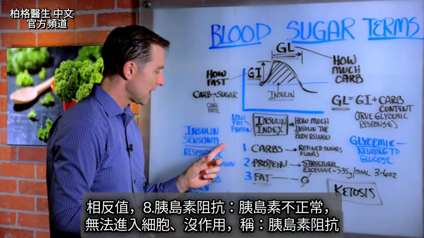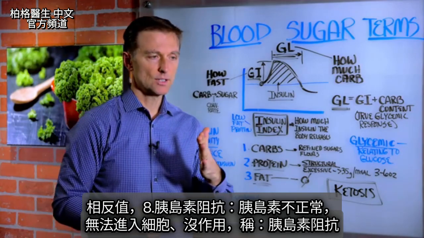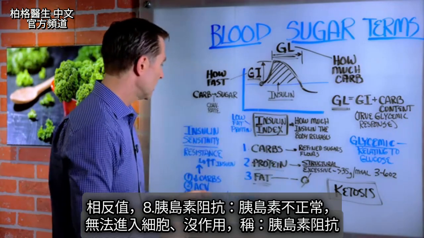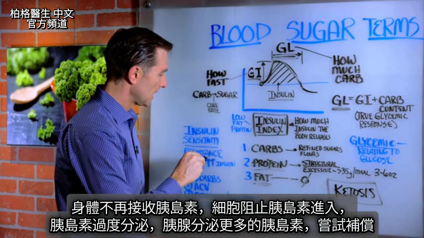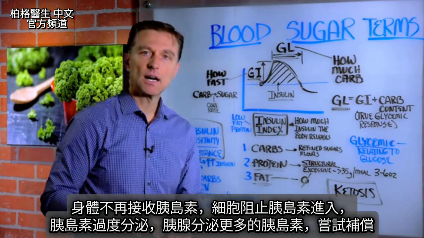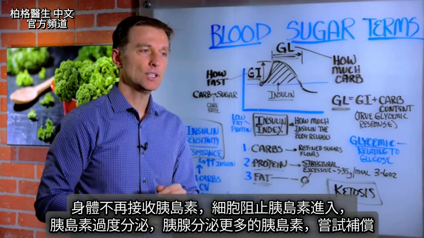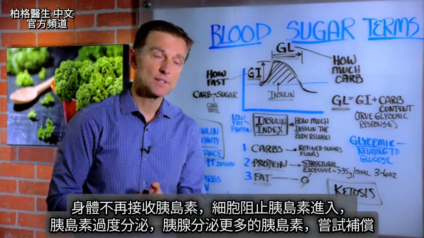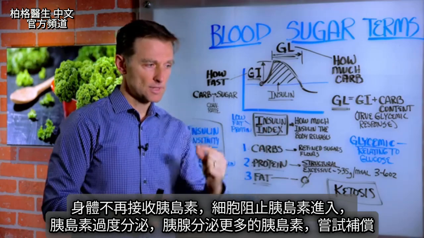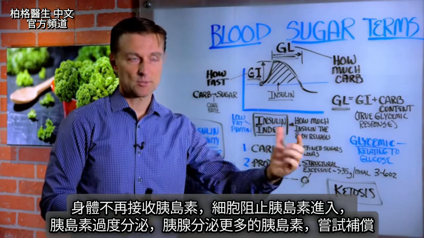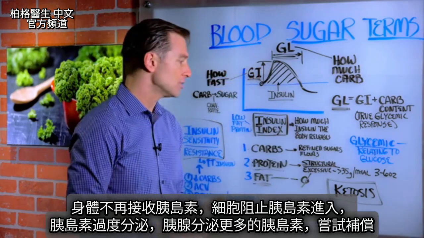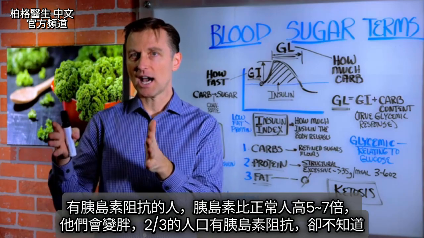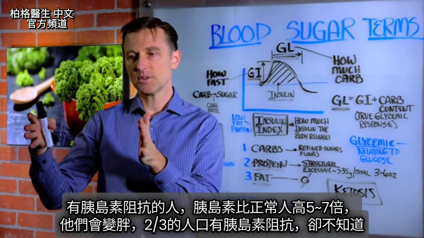So then we have the opposite scale, which is resistance. If insulin is no longer sensitive and it's resistant, it's not working, it's dysfunctional, we have the condition called insulin resistance, okay? What happens with that condition is that the body no longer absorbs insulin like it should, so the cells block it. When that happens, it causes a feedback loop overcompensation where your pancreas is going to make more insulin to try to compensate. So now we have a situation, insulin resistance, where we have a lot higher amounts of insulin, like 5 to 7 times versus a normal person.